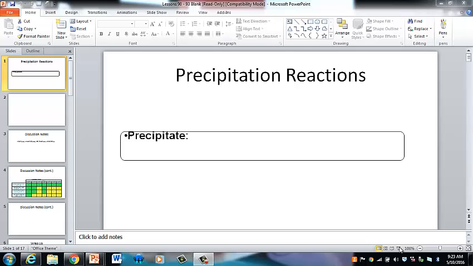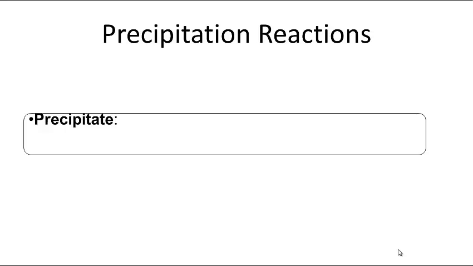All right. So we are talking about precipitation reactions today. And what we see, and we talked about this a little bit in class, probably, is that a precipitate is a solid produced in a chemical reaction between two solutions.